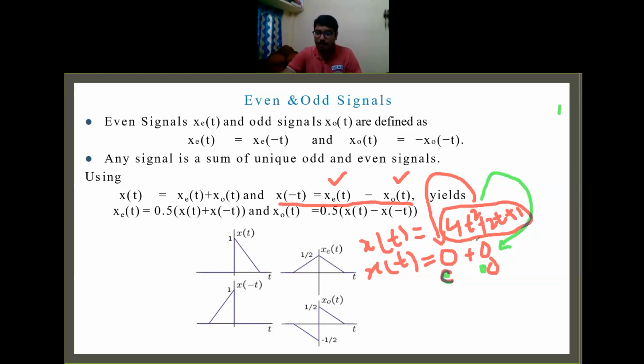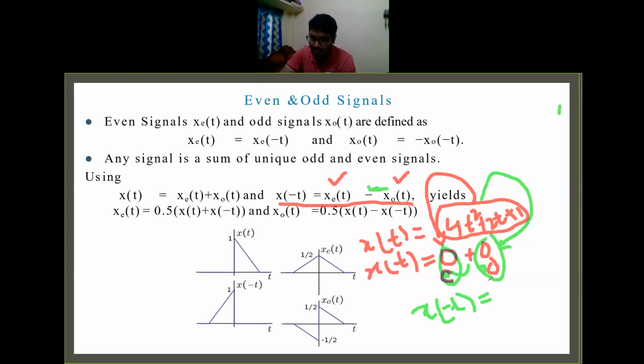So if I put x of minus t, meaning in place of t I put minus t, that should be equal to xe of t, the even part, minus the odd part. That is, the even part of the signal minus the odd part of the signal. For any signal you take, this is applicable. So can we go with the example?